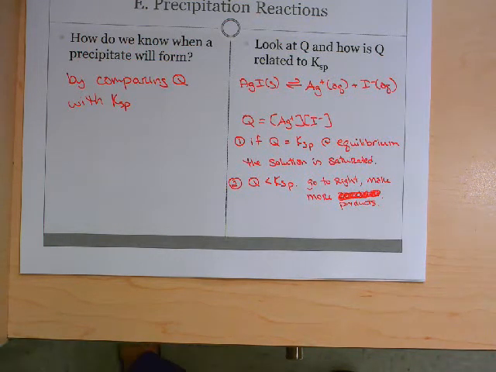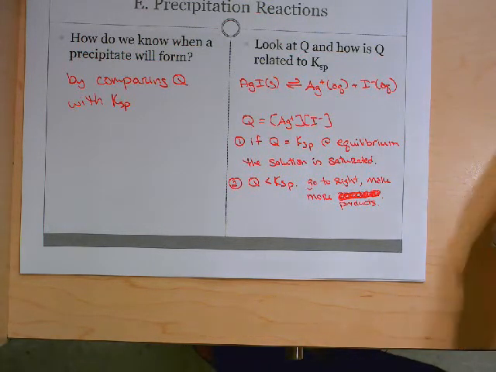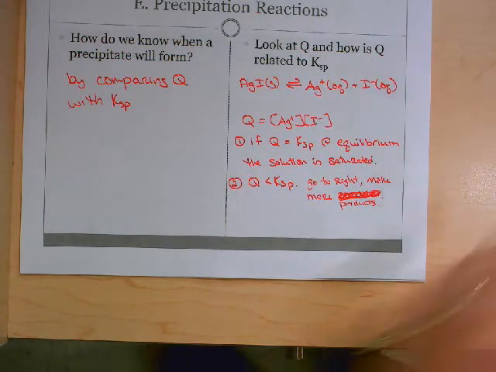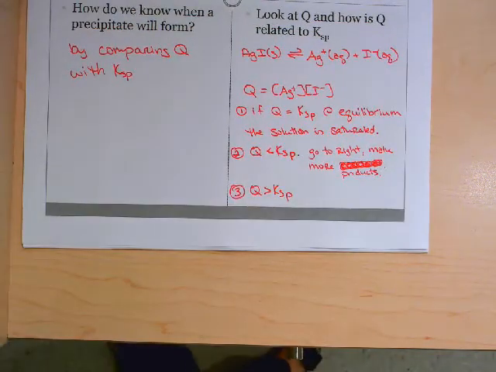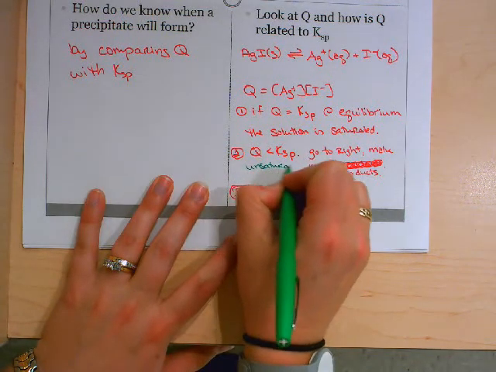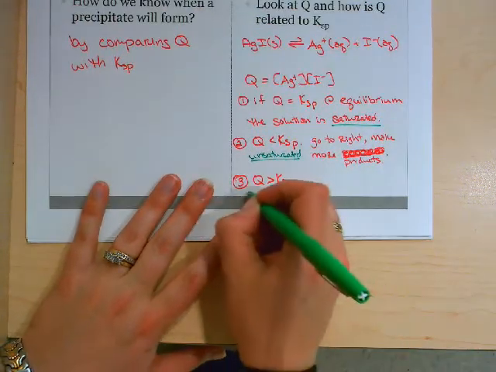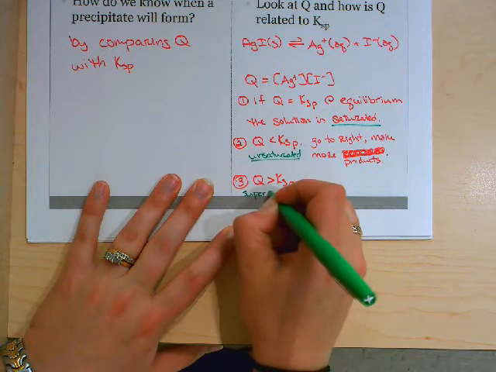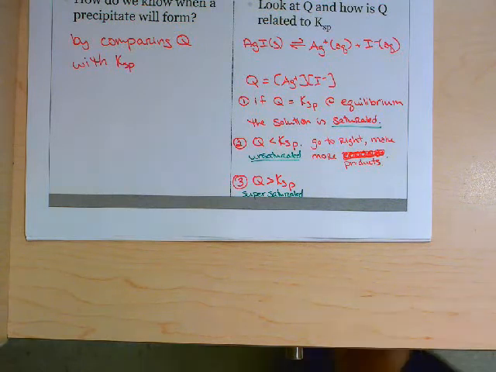More product. So what's going to happen to my solid? Will it dissolve more or dissolve less to make more product? More, right? You expect the solid to dissolve more. It is unsaturated. This one's saturated, this is unsaturated, and this last one is supersaturated.